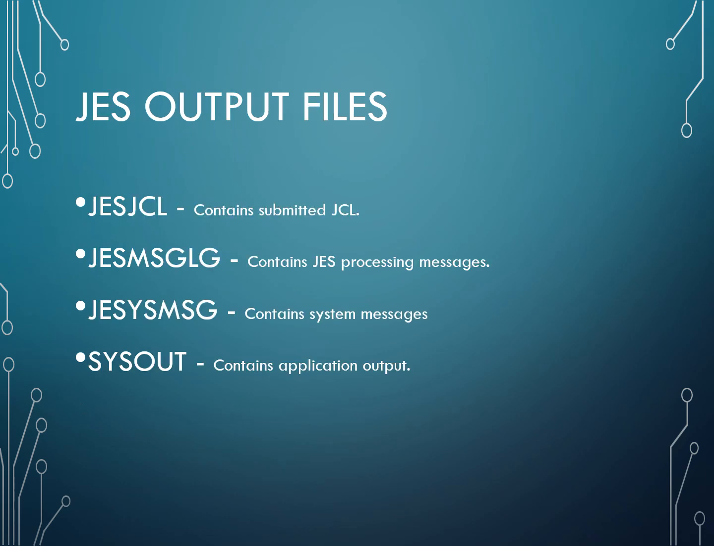JES output files. When a job executes, these output files are generated. JES JCL contains the submitted JCL. JES MSG contains JES processing messages. JESYS MSG contains operating system messages. Sysout contains application output generated by the program. Whenever a job fails, the developer usually reviews these outputs to identify the root cause. This is one of the most common interview topics in mainframe.